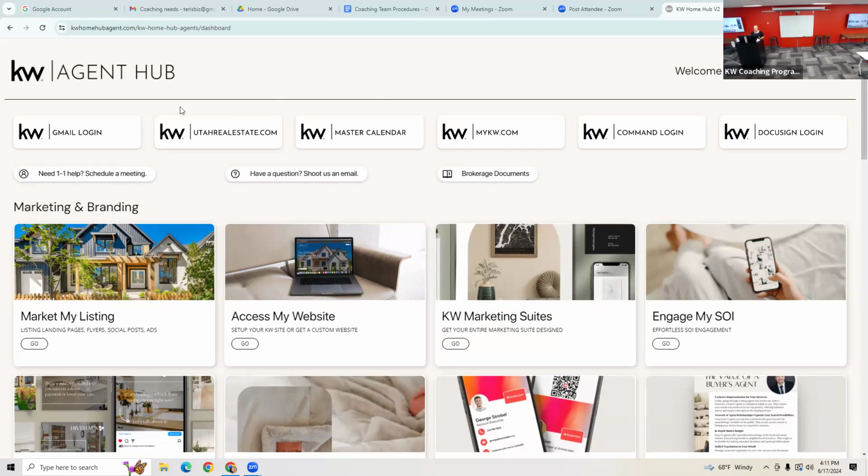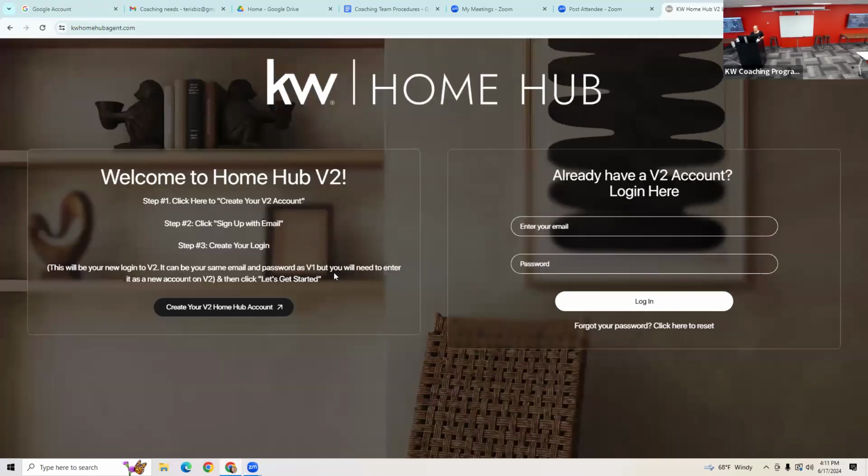I am in the kwhomehubagent.com website. So if you do not have access to this, I'll log out so you can see what it looks like. You're going to come to this website. You just need to create an account, which is going to be your email and whatever password you create. And then you're just going to log in here.